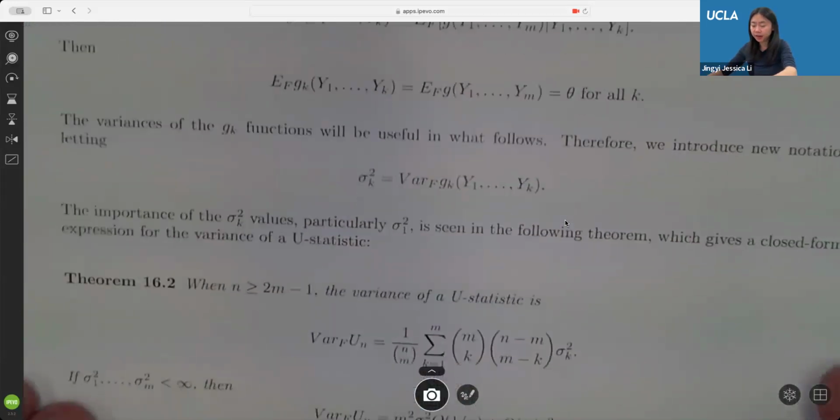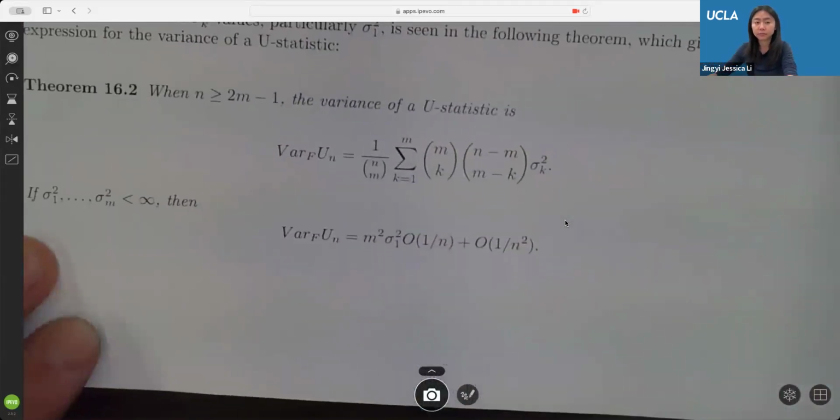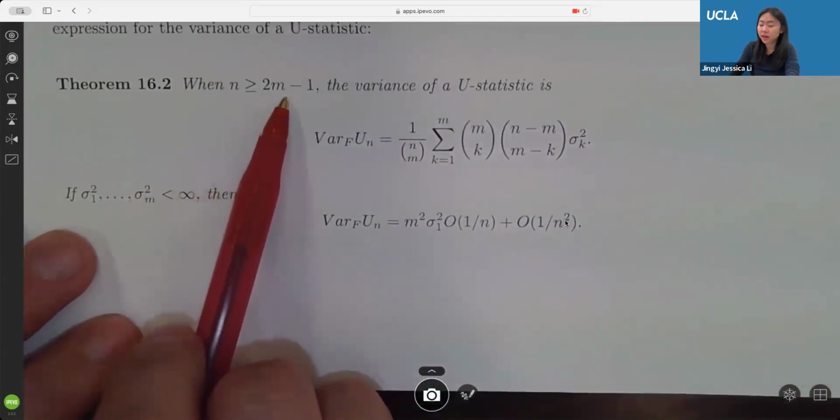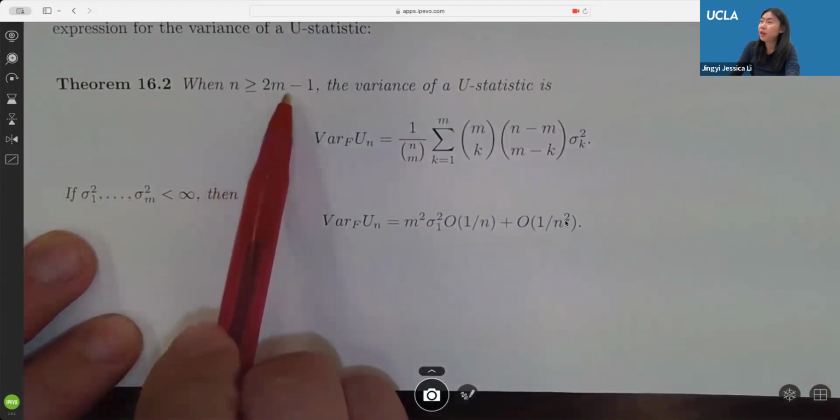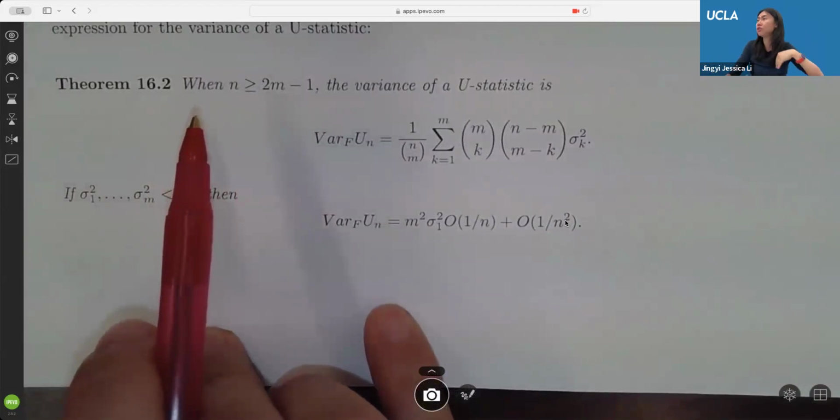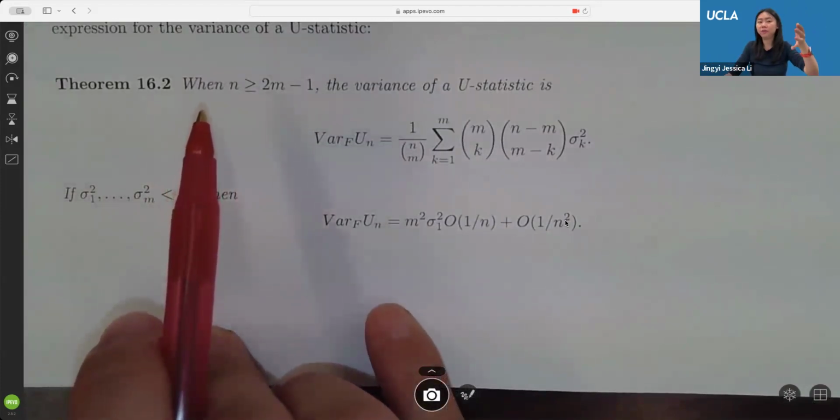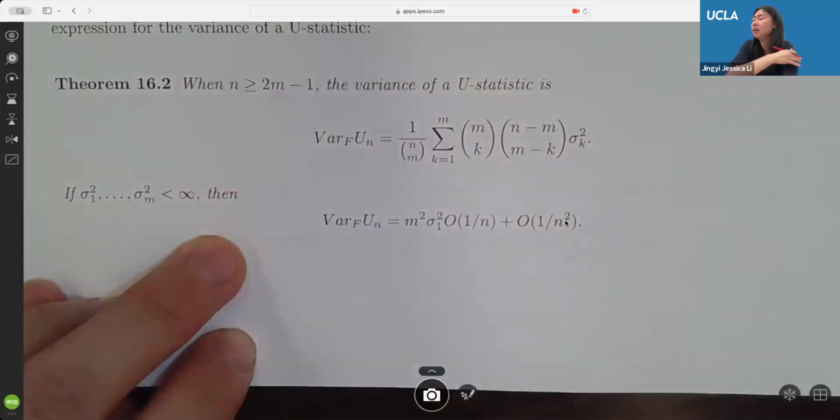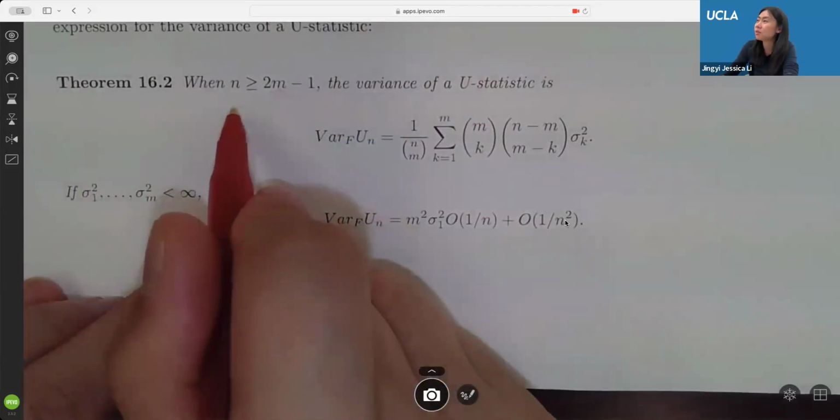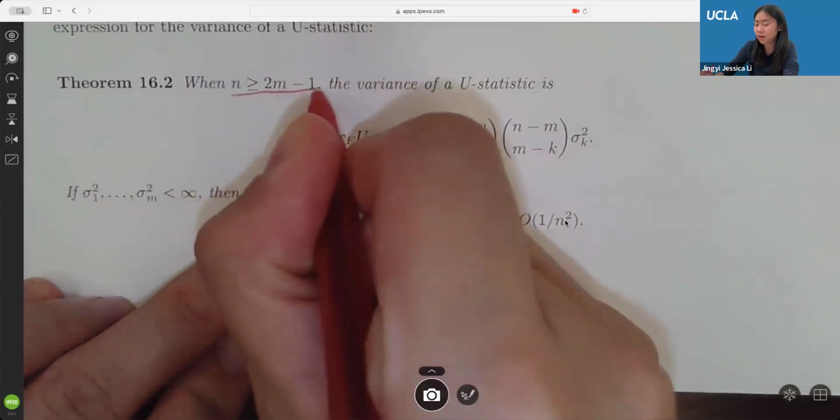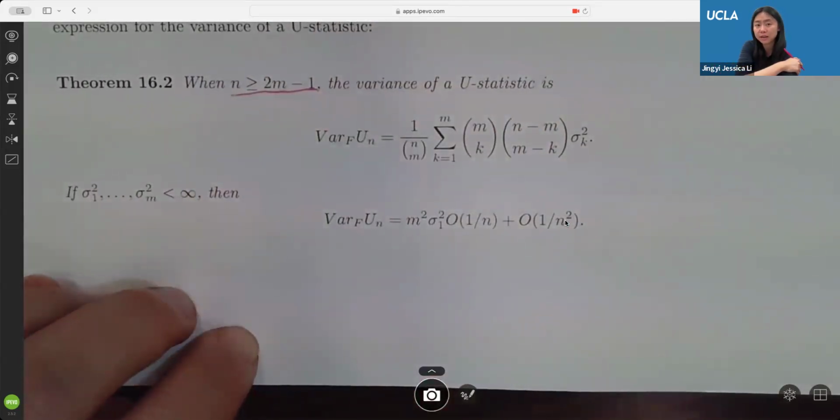Okay, this is the theorem. Look at it. When n is greater than 2 times m minus 1. What is the m? M is the number of arguments in your expectation functional, expectation under f of g at y1 to ym. That's the m, so basically the complexity of your parameter. And n is your sample size. So you need your sample size to be reasonably large. This is the relationship between sample size and the parameter complexity.